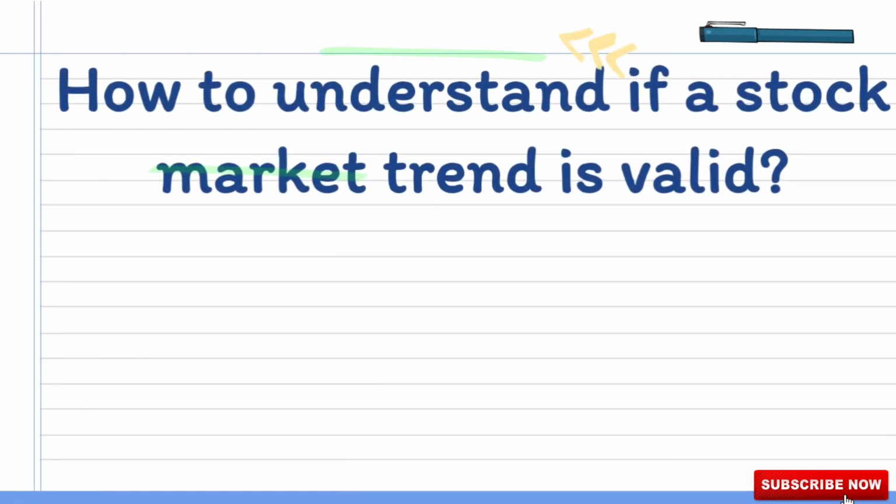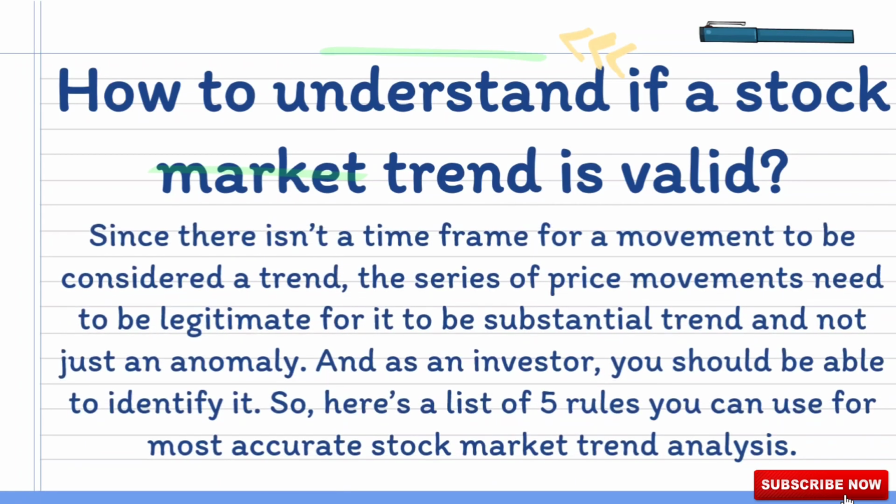How to understand if a stock market trend is valid? Since there isn't a time frame for a movement to be considered a trend, the series of price movements needs to be legitimate for it to be a substantial trend and not just an anomaly. And as an investor, you should be able to identify it. So here's a list of 5 rules you can use for the most accurate stock market trend analysis.